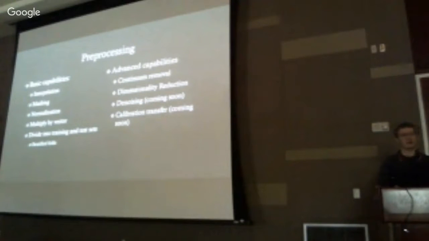Normalization is something we do a lot with LIBS data, where you may shoot the same rock twice. One time, for whatever reason, some subtle physical change, the spectrum is brighter, but otherwise looks the same. If you normalize it, you get rid of some of the variations. Multiplication by a vector, for example, if you have an instrument response that you want to apply to the spectra, you can do that pretty simply.